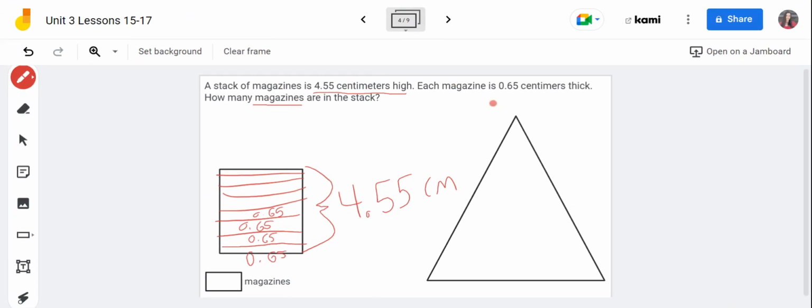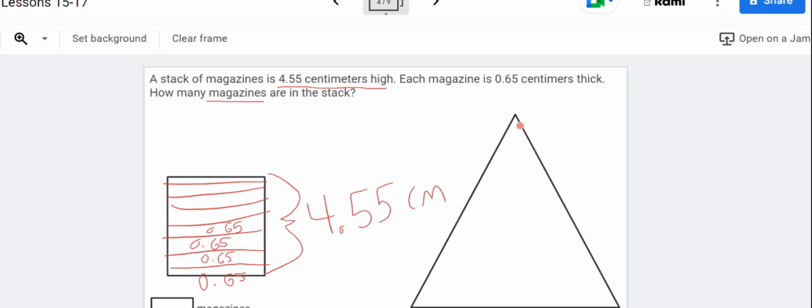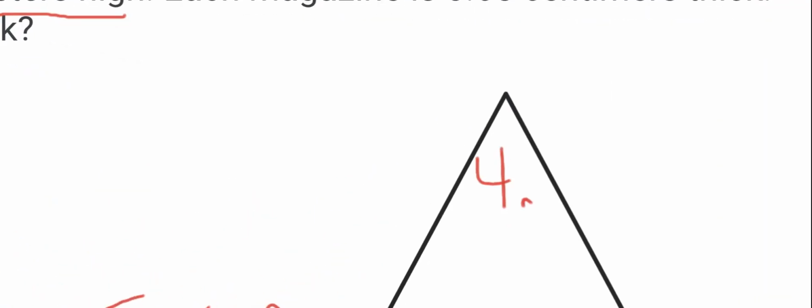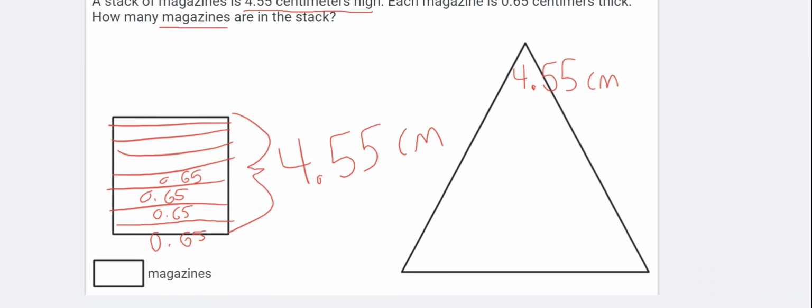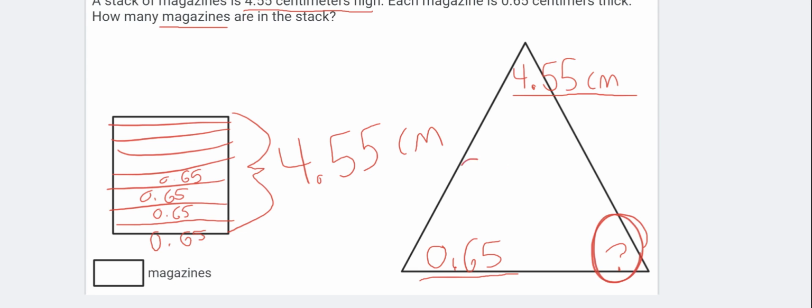So what operation might I be doing if I have 4 and 55 hundredths centimeters? Because I always start with what I have, of course. And I know that the magazine is 0 and 65 hundredths, but I don't know how many magazines there are. So what would I do with 4 and 55 hundredths and 65 hundredths to get to my mystery number? What would I have to do?